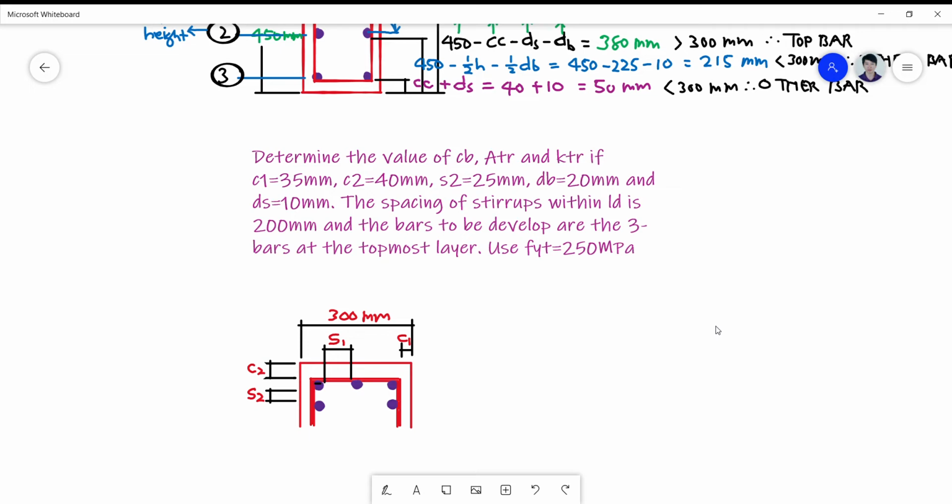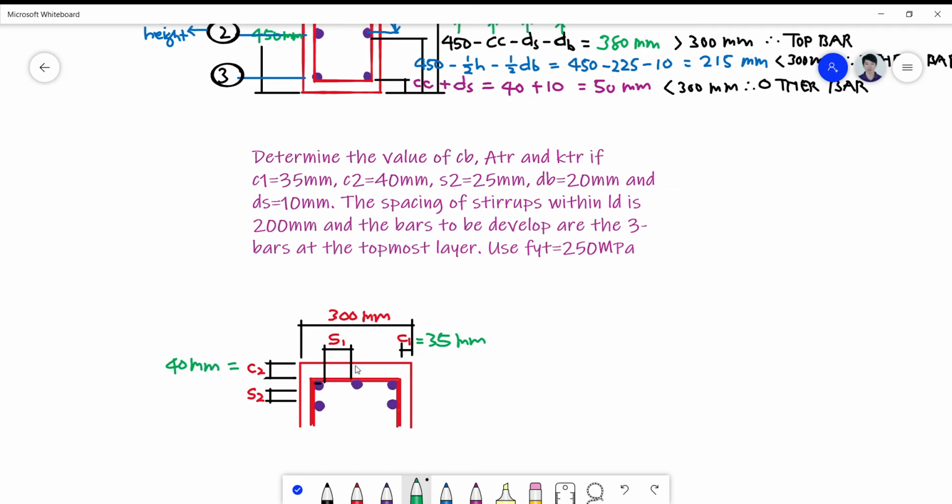Okay, so for the 35 millimeter clear cover, I'm referring to this value here. So this is 35 millimeter. So for C2, it's 40 millimeter. This is the clear covering at the top.